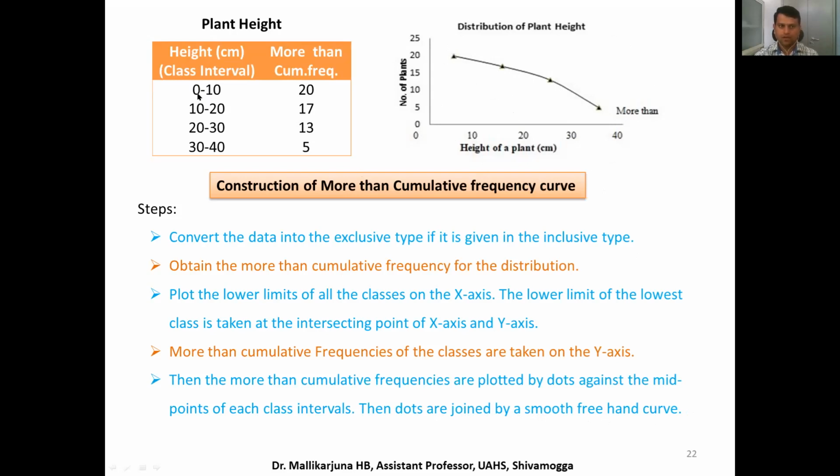From this table we can have interpretations. More than 30 centimeters, there are 5 plants. In this way, we can interpret the observed information from this table. Note: the ogive curve can be used for comparative study of 2 or more distributions, like the frequency polygon and frequency curve. This also can be used. Cumulative frequency curve or ogive curve.